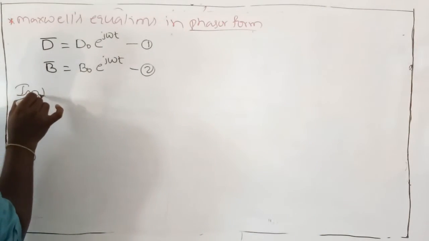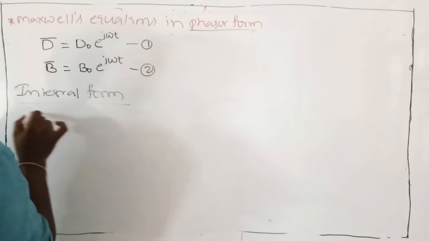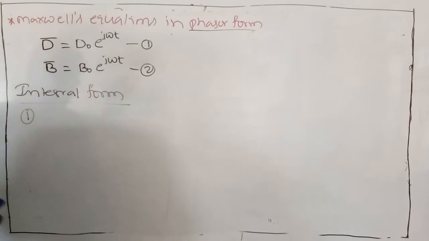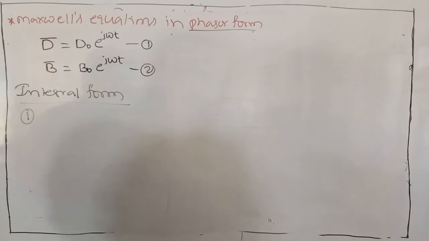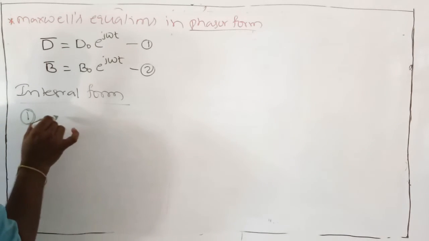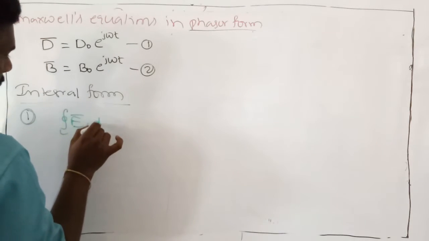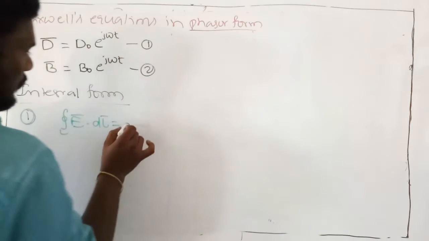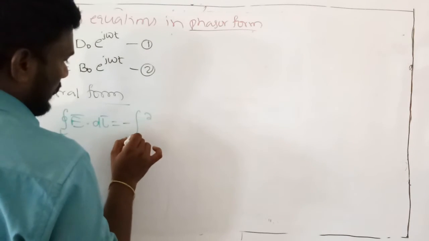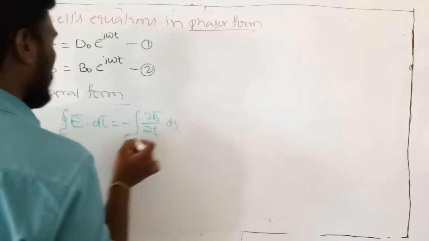Integral form. What is the first equation? Maxwell's equation derived from Faraday's law. What is the Maxwell's equation? That is line integration of E bar dot dl bar equals minus surface integration of ∂B bar by ∂t dot dS bar.